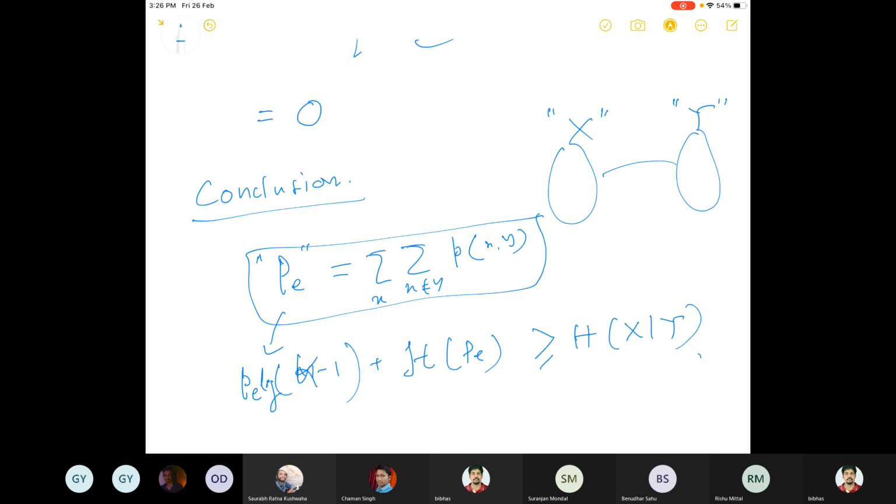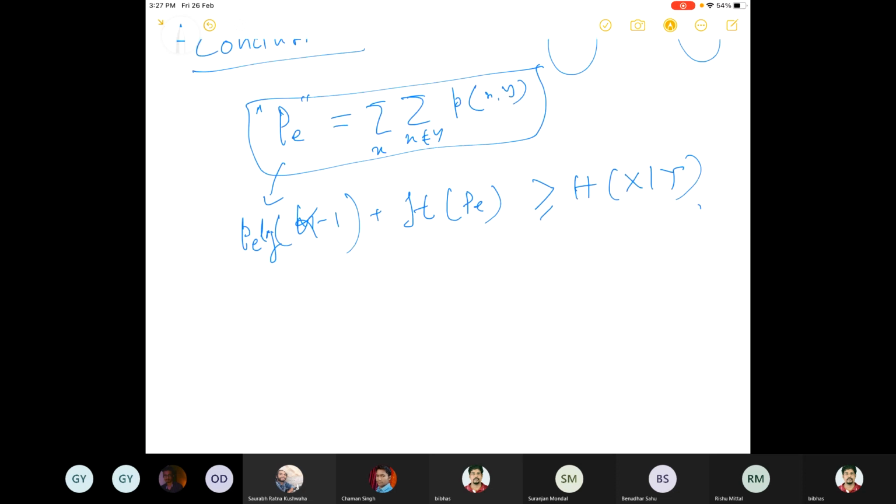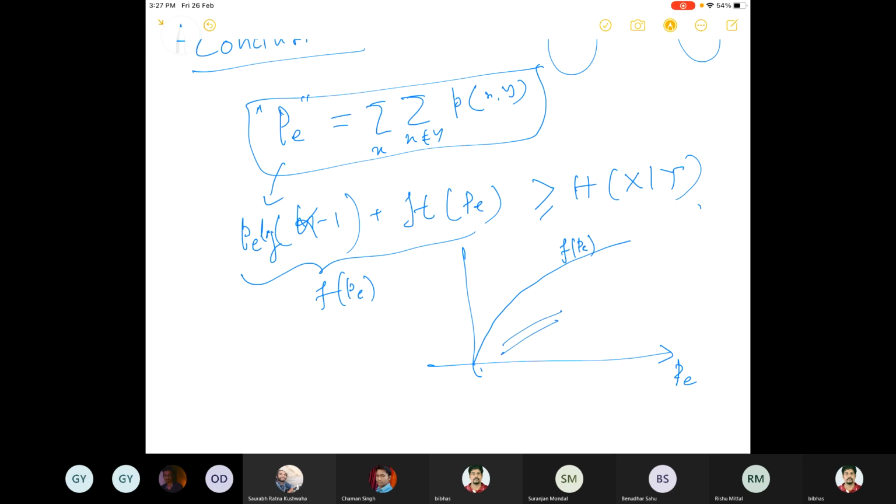Okay, that means what we have done is, if you just draw this, this is the probability of error, and then this will be some kind of a function like that, because entropy is kind of like this. Let's say this is some f of p, so here it is f of P_e. And then this is, let's say, H of X given Y. Then this is the region. This is the admissible region, you can say.